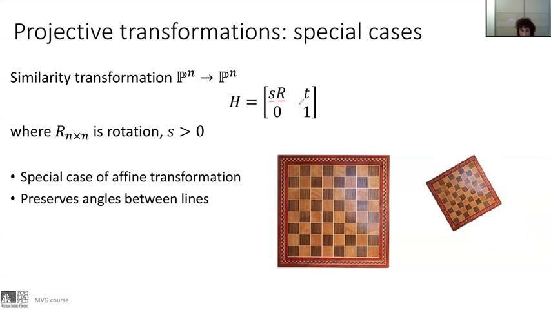Actually, this is a special case of the affine transformation. Here we have the preservation of parallel lines, but also here the angles are preserved. Okay, let's move on to the next transformation.